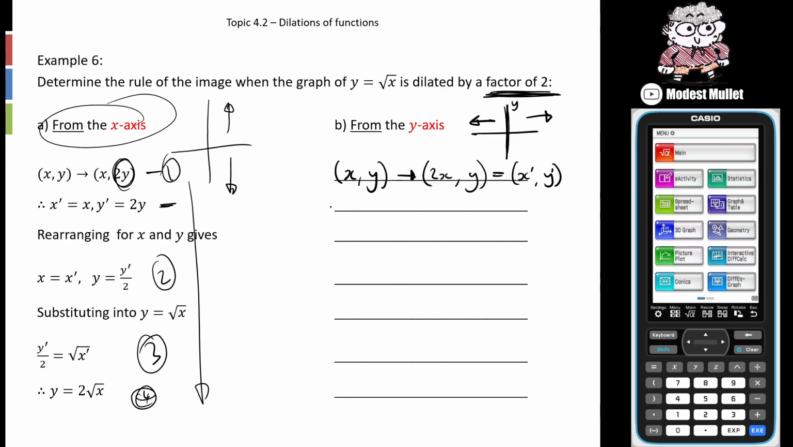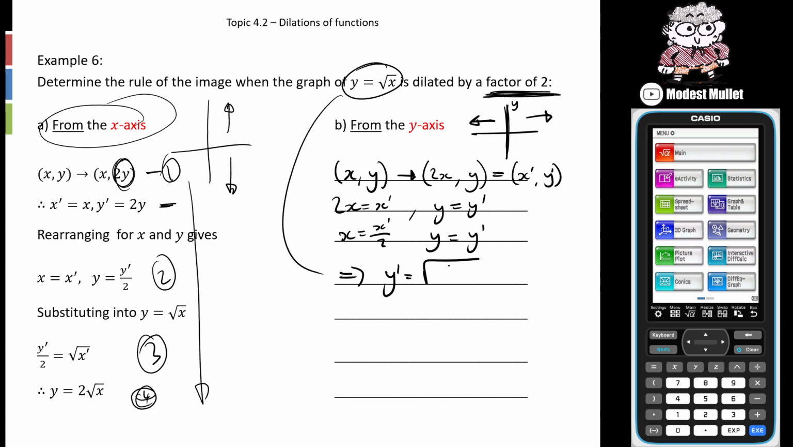From here, we can equate our coordinates, so 2x is equal to x dash, and y is equal to y dash. Rearrange to get the original y and x by itself, so we get x is equal to x dash on 2, and y is still equal to y dash, no changes. Substitute that into the original equation, so it follows on that we get y dash is equal to the square root of x dash on a half.